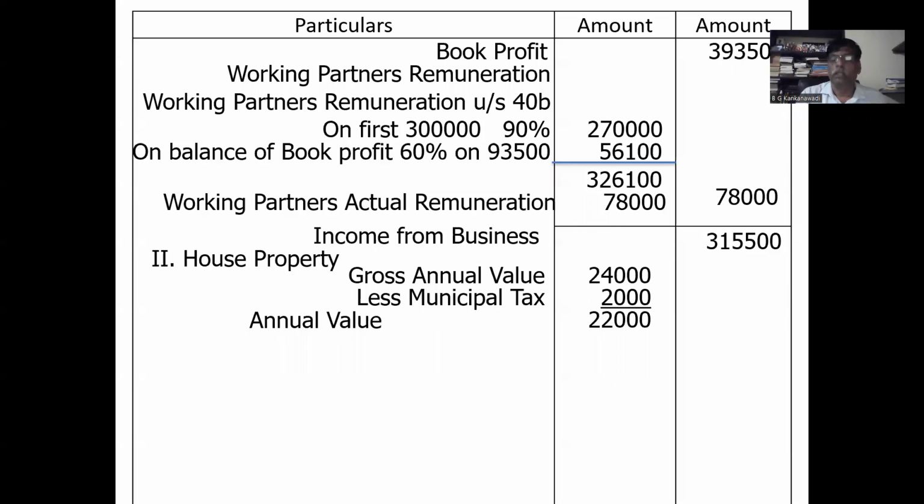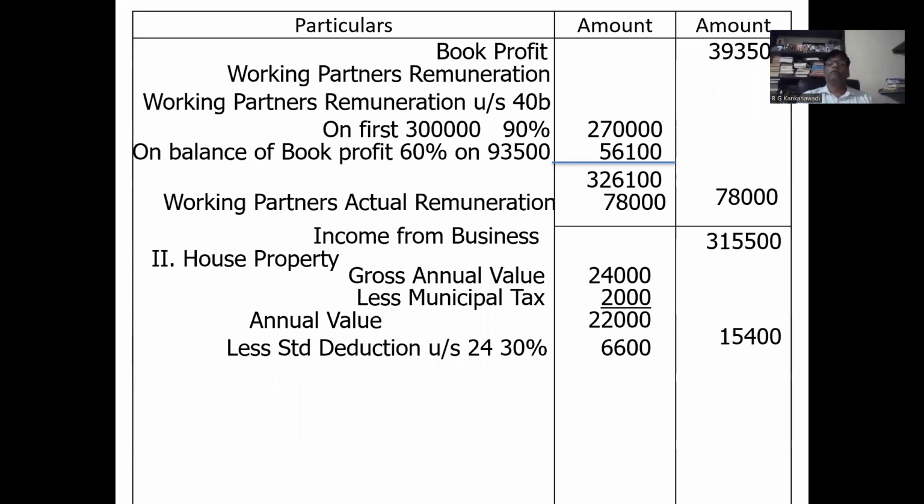Annual value. In this annual value, you deduct standard deduction under section 24, that is 30%. 6,600 you deduct. If you deduct 6,600, balance is 15,400. That is called as income from house property. House property, second head. Right. And next is income from other source. In the other source, only one item is there, that is the interest on FD, 9,000.